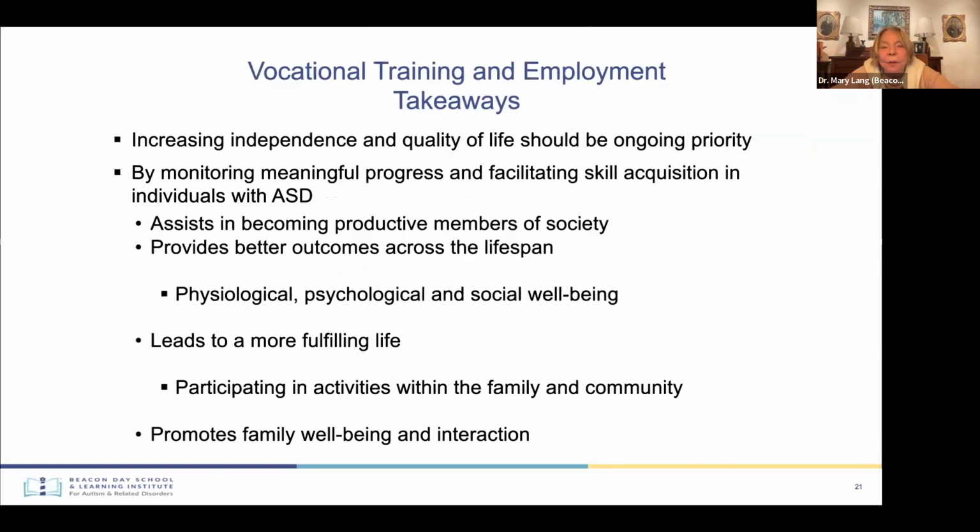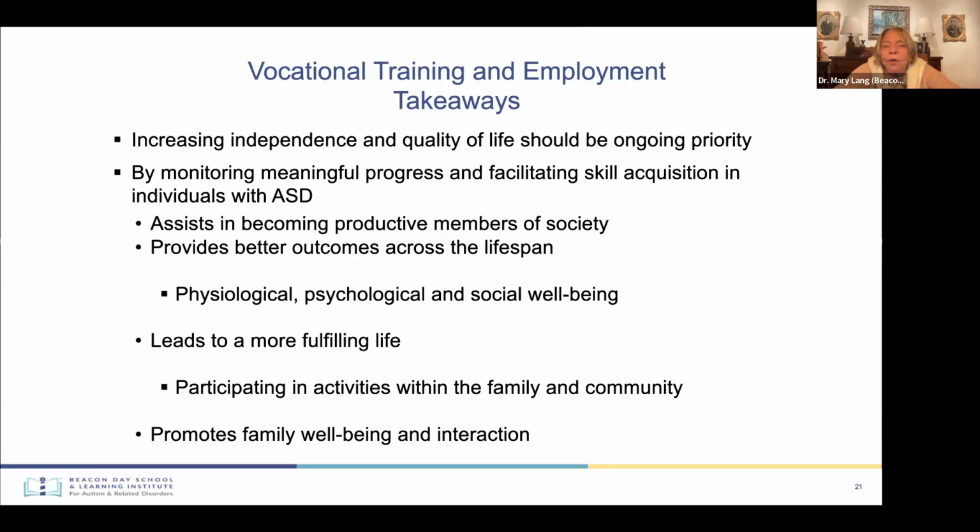Vocational training employment takeaways. This is sort of a summary. First of all, it increases your independence and your quality of life. And this should be an ongoing priority. Mentoring meaningful progress and specializing in facilitating skill acquisition in individuals with ASD is critical because you want to know how you're doing. We learn from our mistakes, and it is very, very helpful. I can't tell you how many mistakes I've made in my weaving, in my spinning, just doing the calendar at work can be a monumental task.